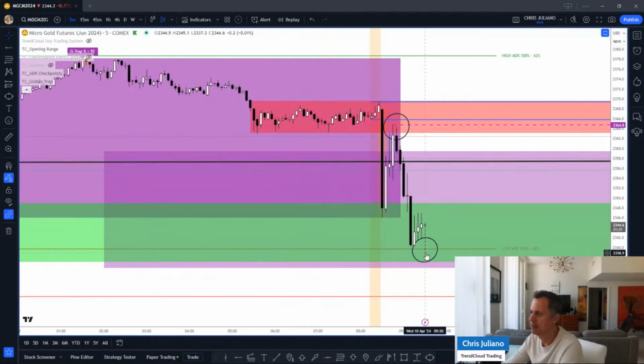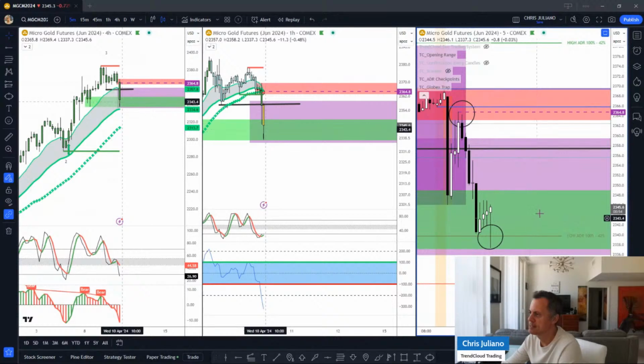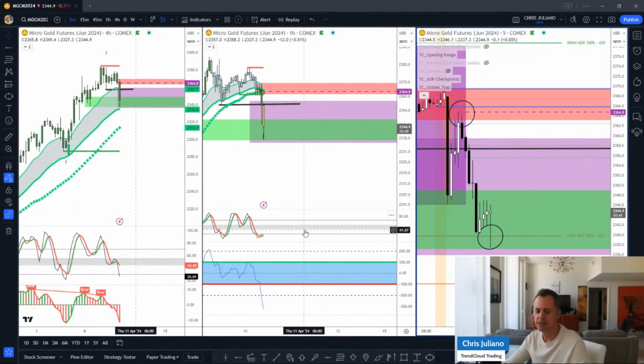And now we're hitting a demand zone with an average daily range checkpoint. Okay, so there's your reaction there. There is your reaction. ADR checkpoints. Why are they so important? This is exactly why they're so important. Now, that still doesn't change the fact that this demand zone has a ton of momentum against it.